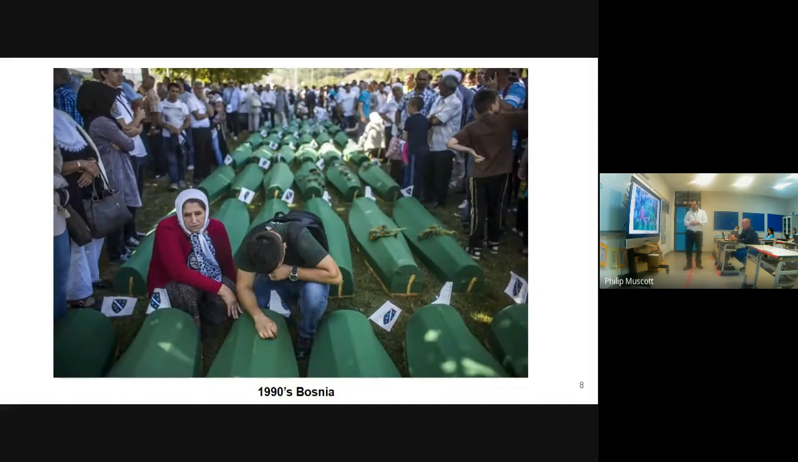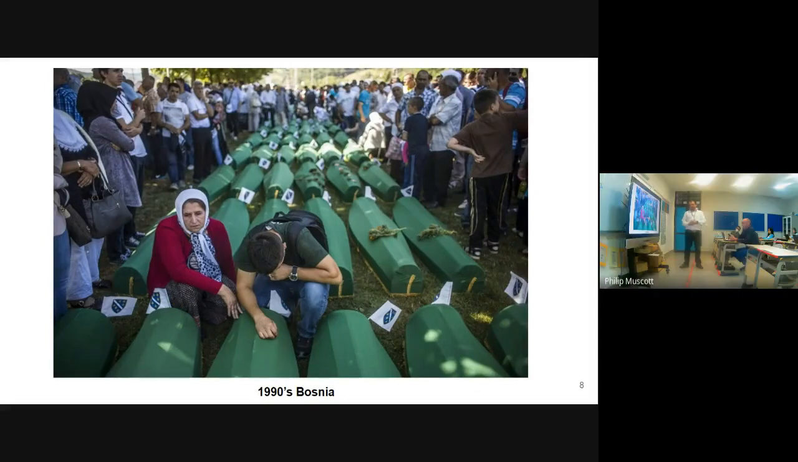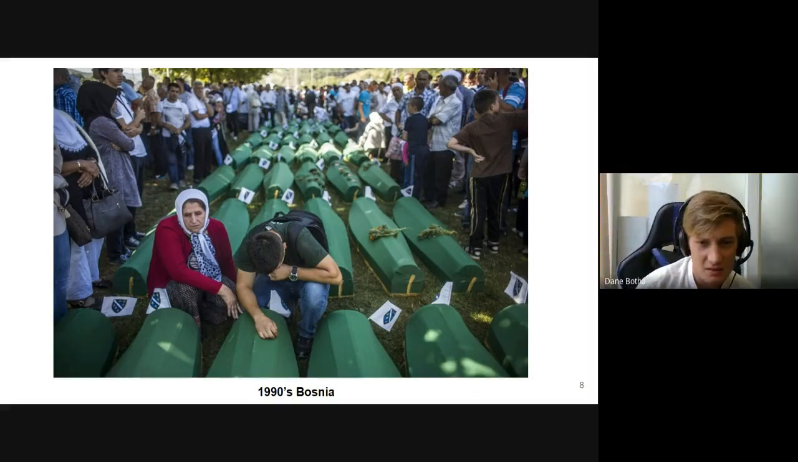Dane again. Yes, sir. Where and when? Bosnia, 90s. Okay, can you describe briefly what you can see? We're seeing mass coffins. They look small as well. They look like they could possibly be child coffins.